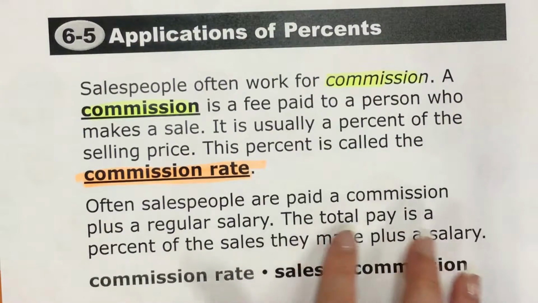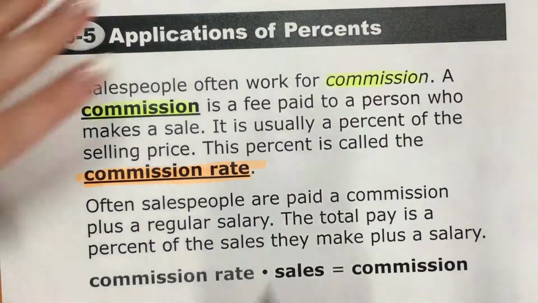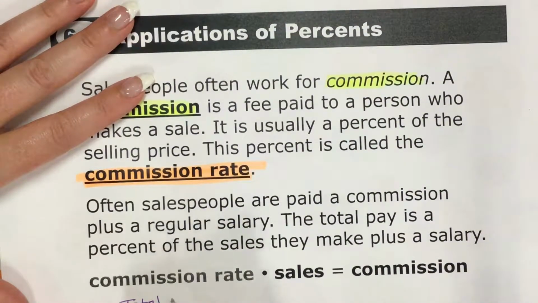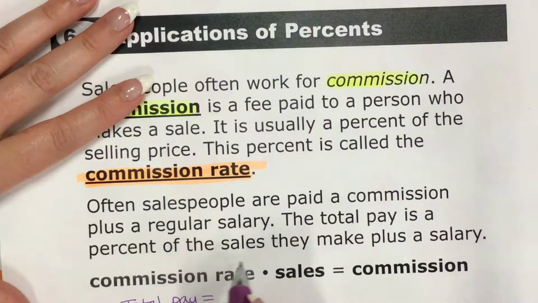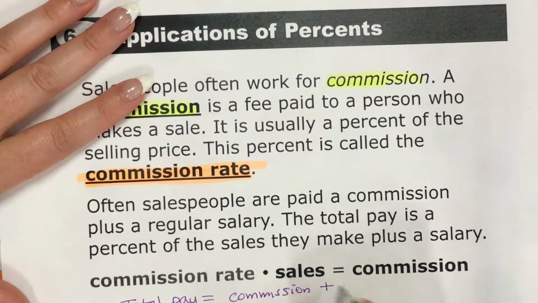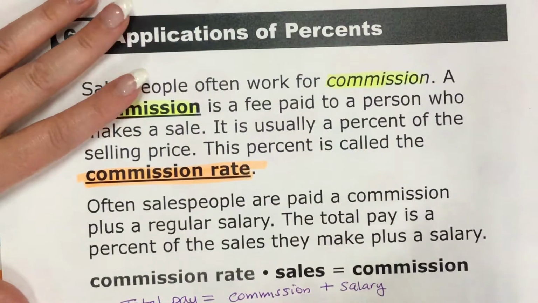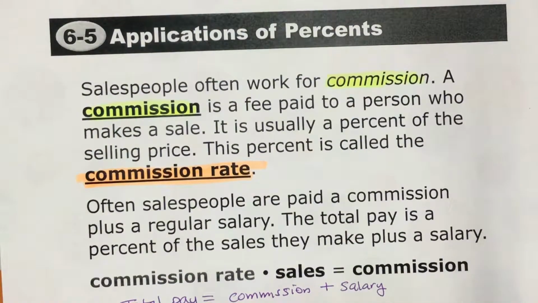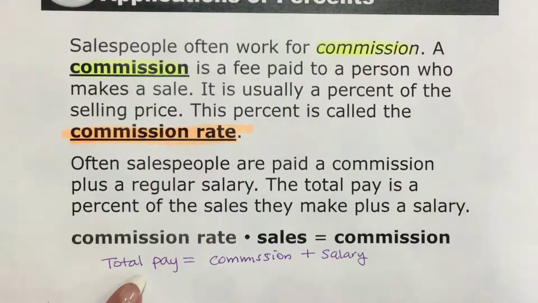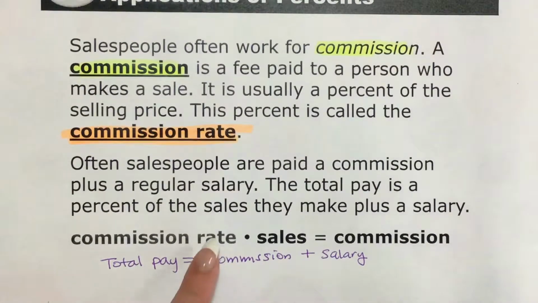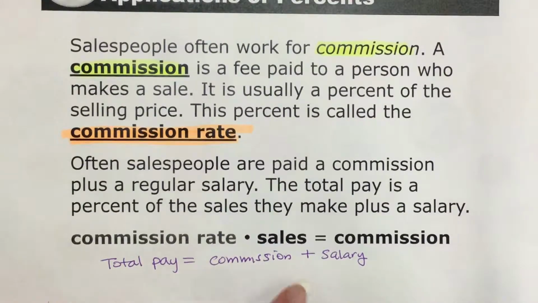Okay, but it says their total pay is, which means equals, a percent of the sales they make. So that's their commission plus their salary, whatever that is. So that's usually how salespeople figure out how much you get paid. You get paid your commission, which is a percentage of your sales, plus the salary.